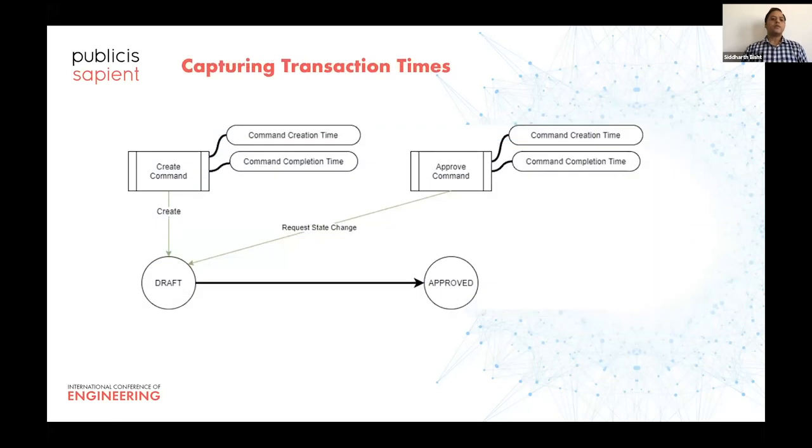We created a concept of a command status, which basically tracks each request and captures the time from the start to the end of the request. This is what we used to calculate the throughput for the service.